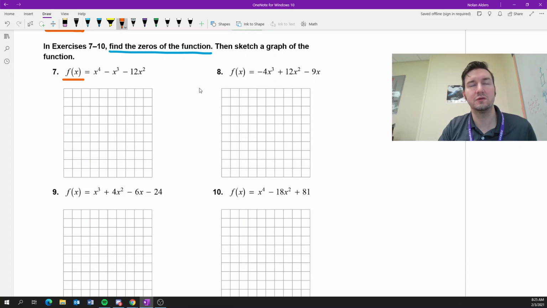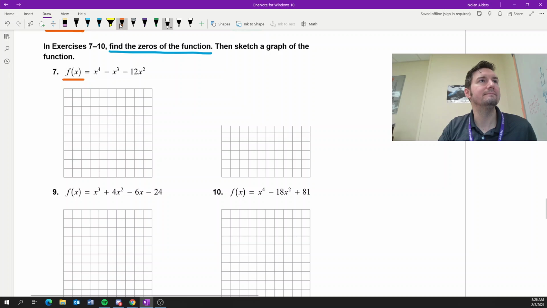So if we were to do this first one, we'll just do 1 this time. I'll tell you what, let's erase this so we have a little more space to work here. So if we solve this one, let's factor the right side. So it looks like we can bring out an x squared. So we'll have x squared, and then x squared, because we take out x squared out of x to the 4th, we'll have x squared left, minus x minus 12. Okay. And then I guess we'll set this equal to 0 because we're finding the zeros.